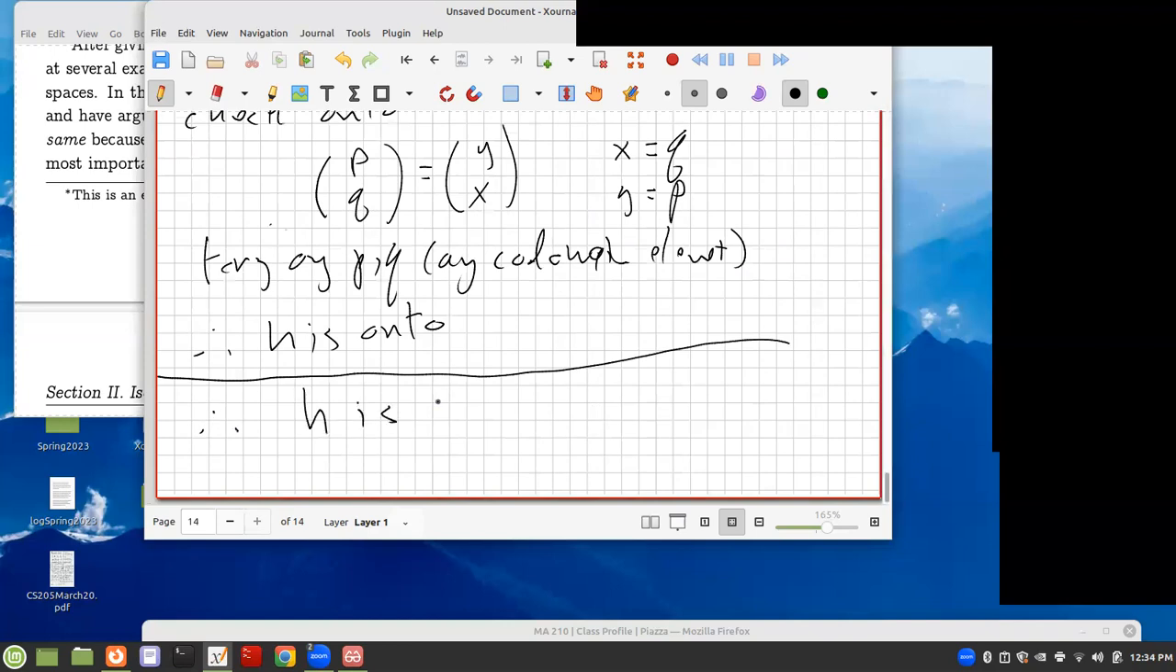Okay, so therefore H is an isomorphism, because we verified that it's linear, therefore it's a linear map, and it's one-to-one and onto.